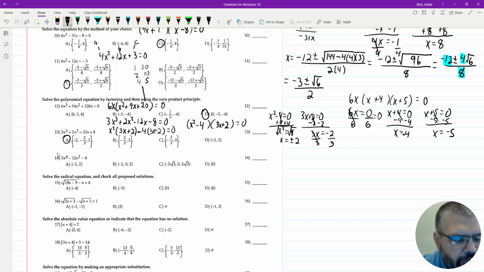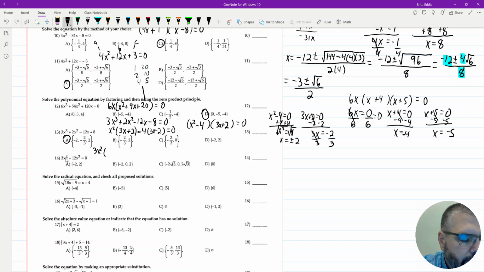All right, number 14, it's a polynomial. We're trying to solve by factoring. Make sure everything is on one side. It already is. We just want to factor out the greatest common factor between those 2 terms. So I want to factor out a 3x squared, because I have a 3 and a 12, an x to the 4th, and an x squared. So 3x squared is my greatest common factor.